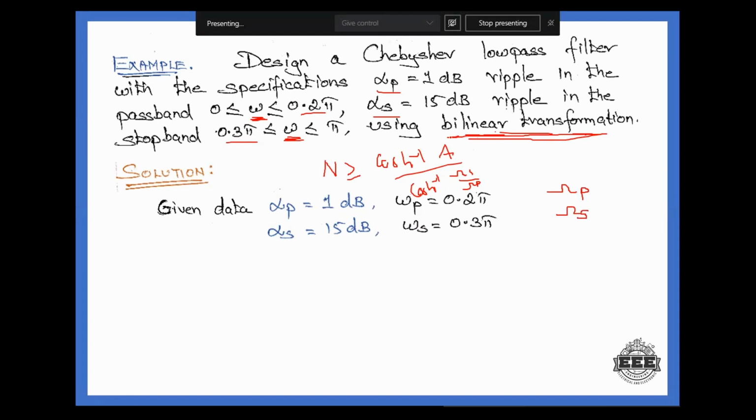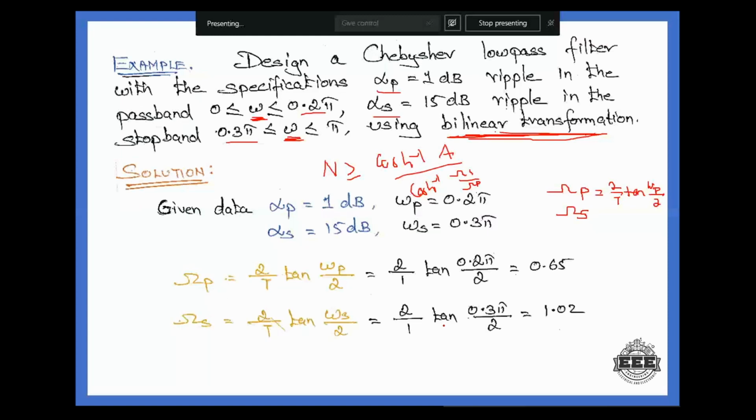But it is clearly mentioned here to use the bilinear transformation. For the bilinear transformation, the formula is 2 by T tan of omega p divided by 2. Is that right? Similarly, to determine the stop band frequency, 2 by T tan of omega s by 2. With the help of this formula we determine the analog pass band frequency, where omega p is 0.2 pi divided by 2. Similarly for the stop band frequency, 2 by T tan of omega s divided by 2. So now your digital frequency has been converted into an analog frequency.